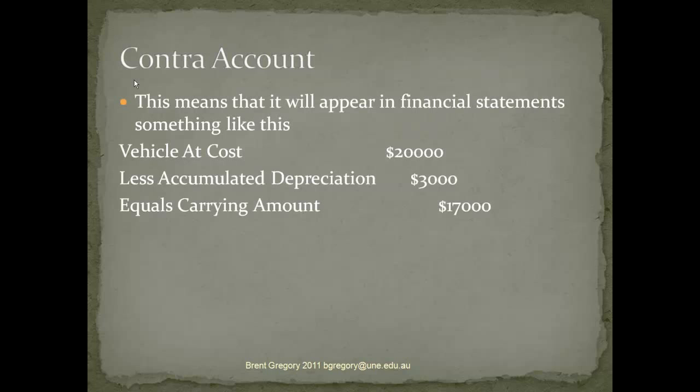So let's look at this in practice and how it may look and what a contra account is and where it fits. So let's look at this contra account of accumulated depreciation, and in this case it's accumulated depreciation for motor vehicle. So in our financial statements, particularly in our balance sheet, we'll have something that looks like our vehicle at cost, $20,000, less the accumulated depreciation, $3,000. Therefore, our carrying amount is $17,000.